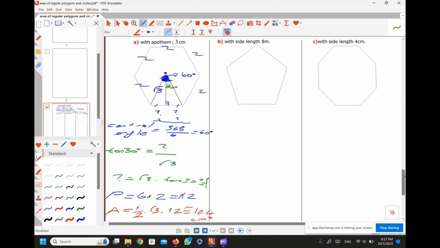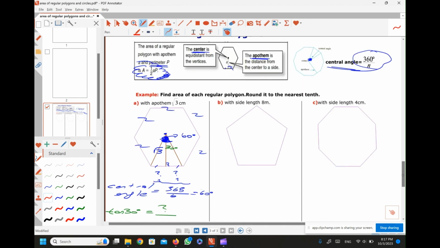The second example. In the second example, we have a 1, 2, 3, 4, 5-sided polygon. So let's figure out the central angle first.